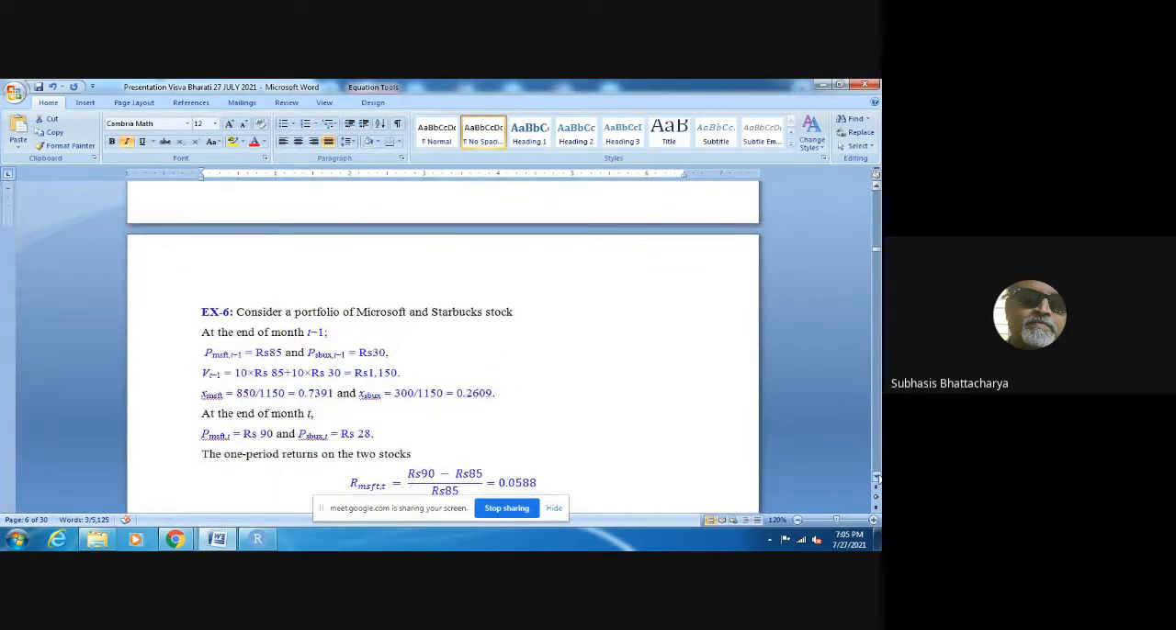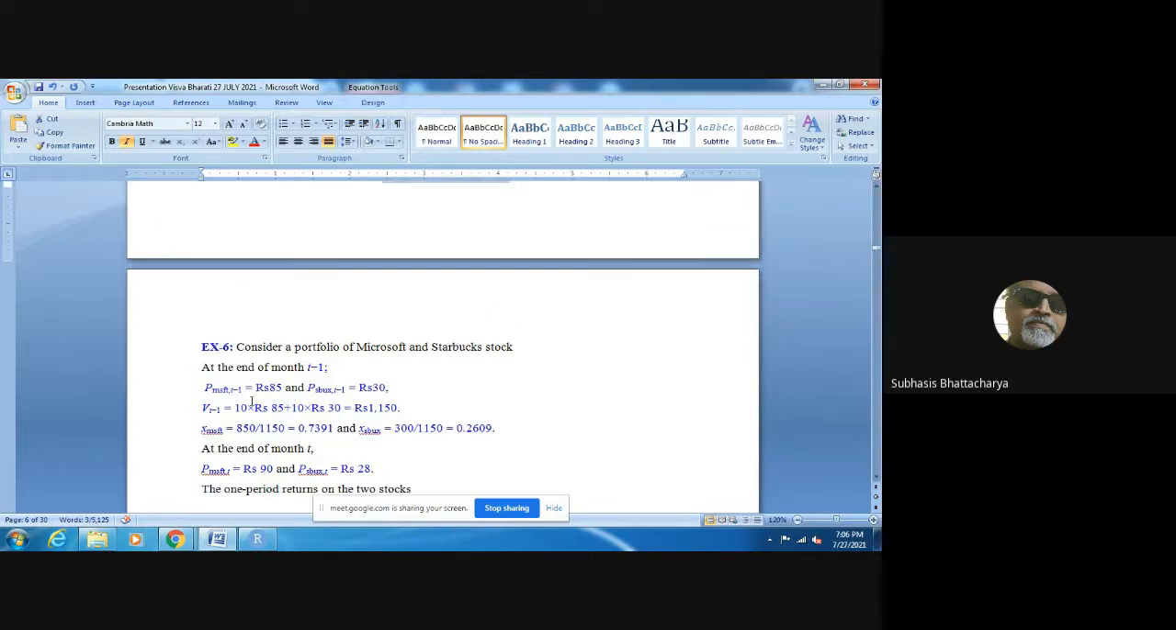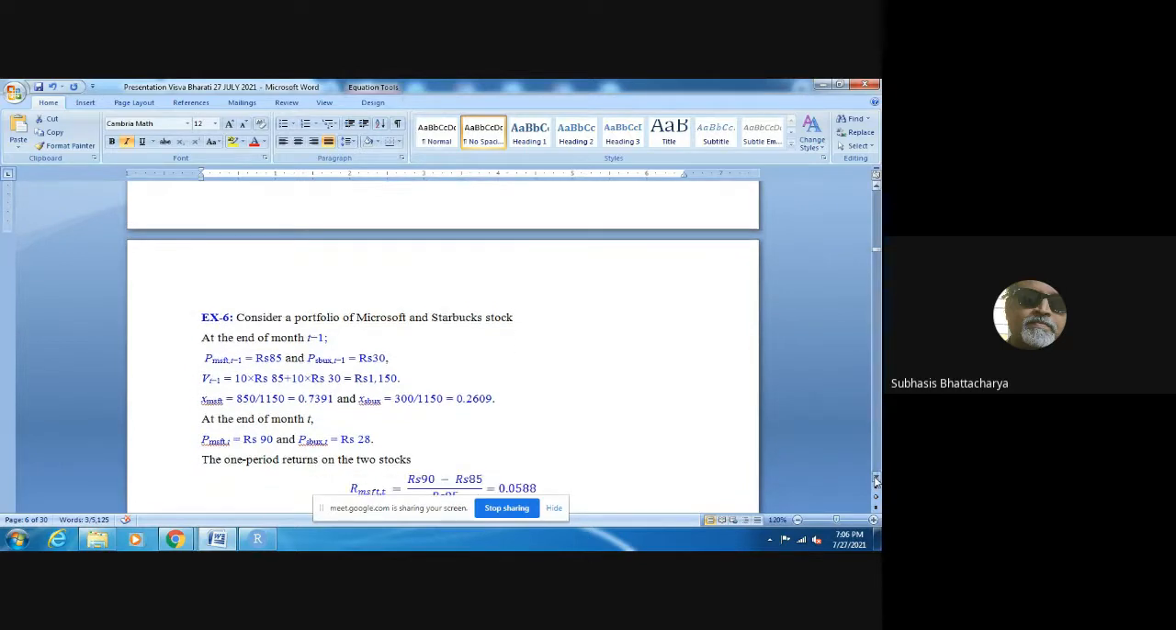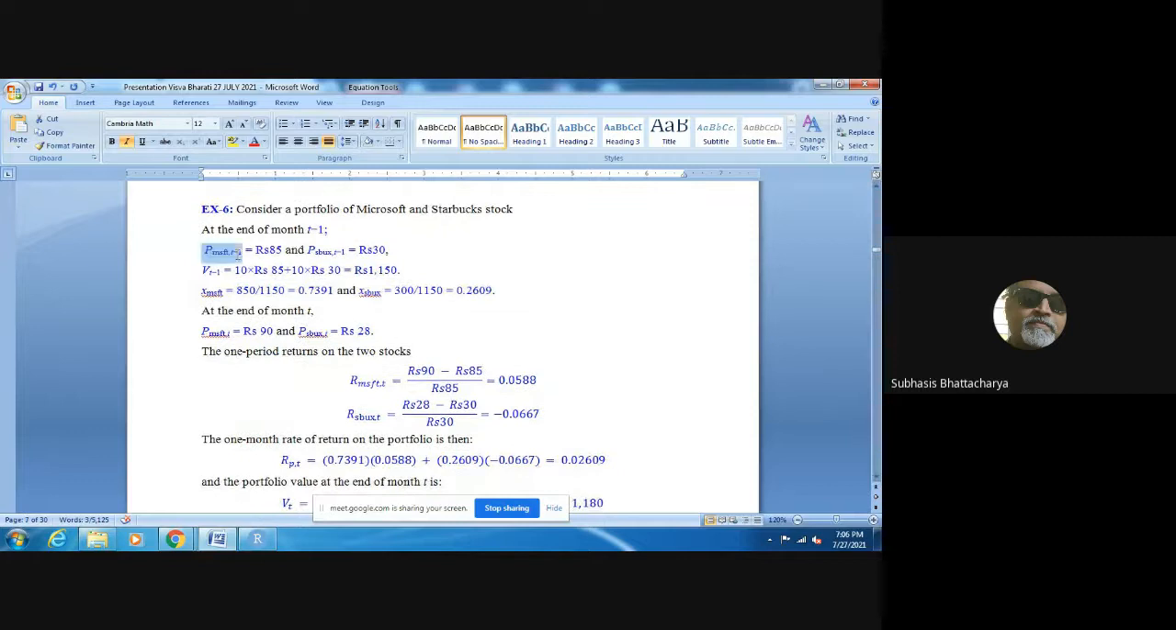Consider the portfolio of Microsoft and Starbucks. They are the two companies, and initially suppose you purchase 10 shares of each stock at the end of the month T minus 1. And what is the price of the Microsoft? The price of the Microsoft is 85, and the price of the Starbucks is 30.